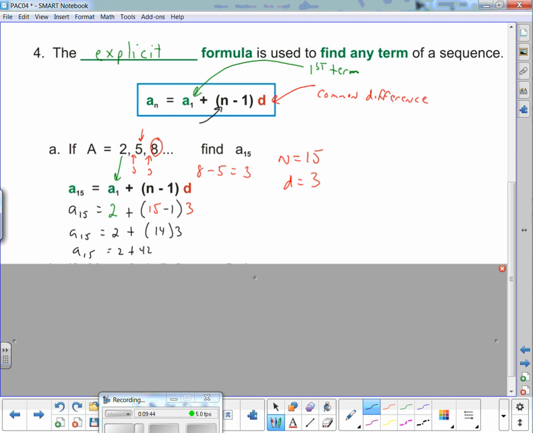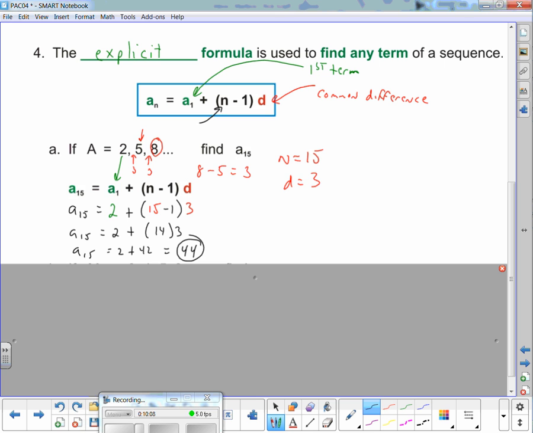Okay, we're done now, right? We found that a sub 15, or the 15th term, is 44. And we used the explicit formula to get us there, right? 2 and 42 is 44. Just added them up. That's how your work should look in homework if you're looking to find a term using the explicit formula.